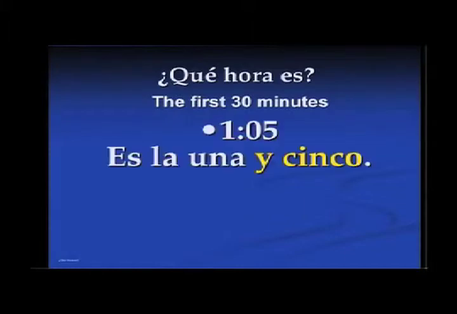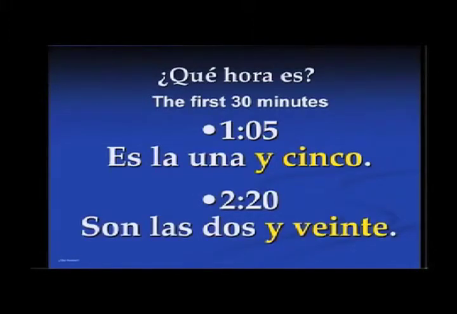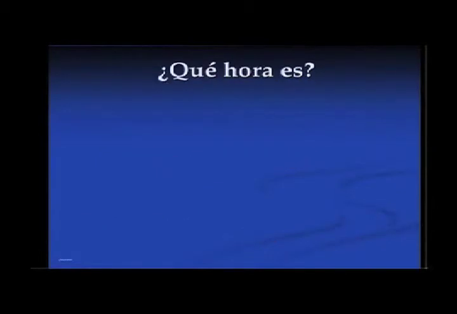Well, that takes you through the top of the hour, the quarter hour, and the half hour. What about for the first 30 minutes of the hour, from like 1 after until 29 after? Well, you just use that magic word y, which means and. Es la una y cinco, it is 1 and 5. 2:20, of course, would be it is 2 and 20. Son las dos y veinte.